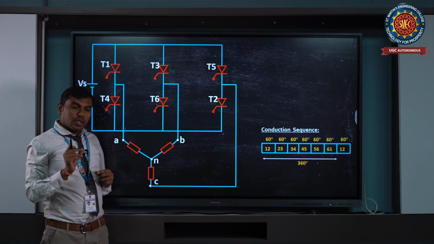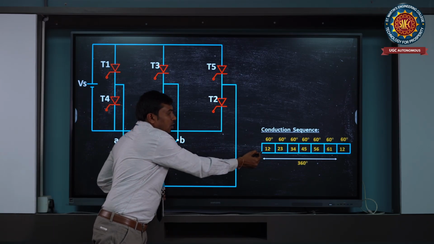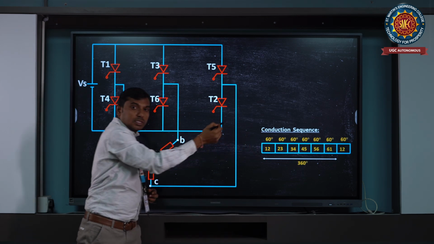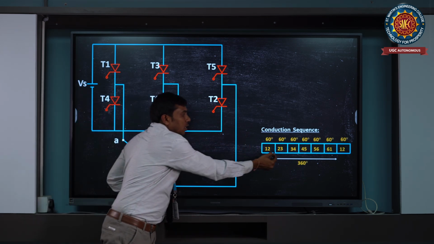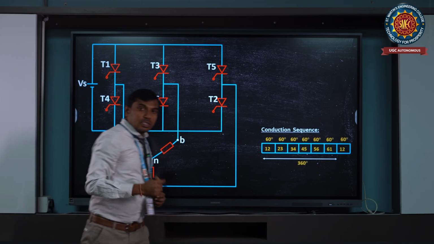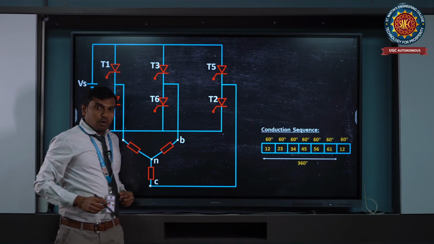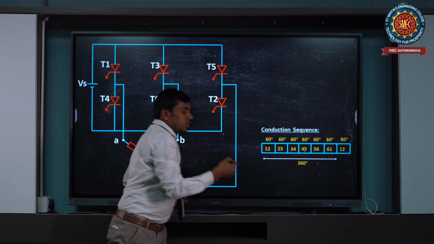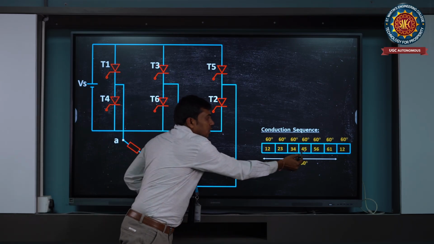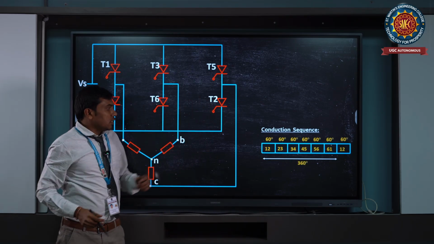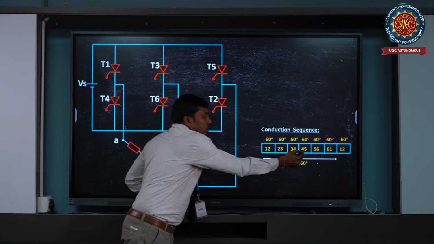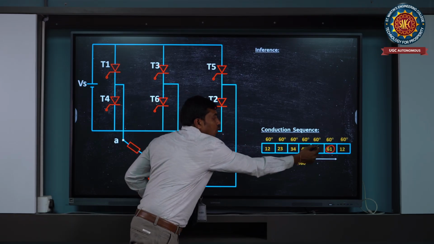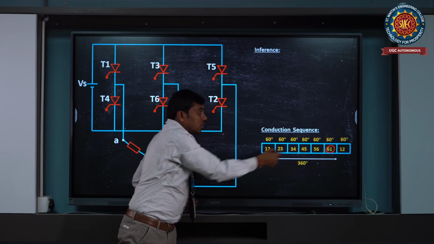Okay, you can observe that when switch 1 is off, 2 and 3 will be turned on. 2 is continued for 2 parts, that is 60 plus 60, it is 120 degrees. Similarly, 3 is continued for 60 plus 60, 120 degrees, and 4 is connected for 2 sections, it is 120 degrees, whereas 5 is connected for 2 sections, it is 120 degrees, and 6 is connected for 2 sections, 120 degrees. Now to get the operation, let us see how 6 and 1 is operated.